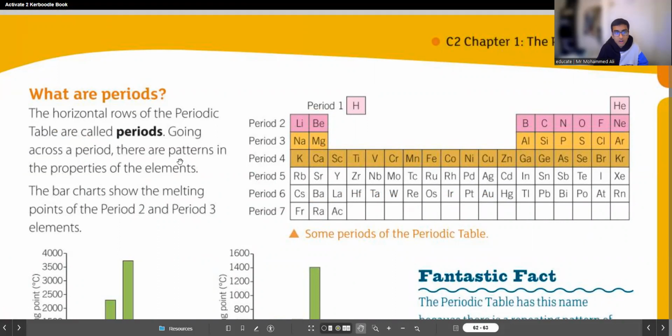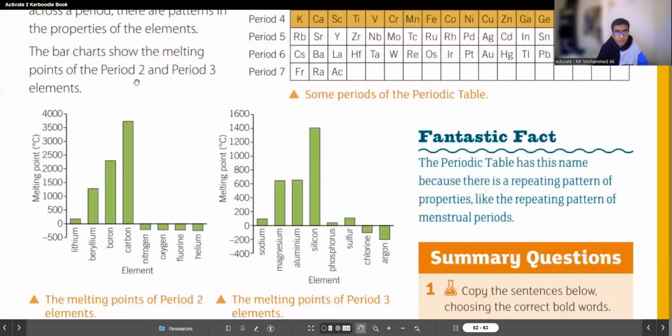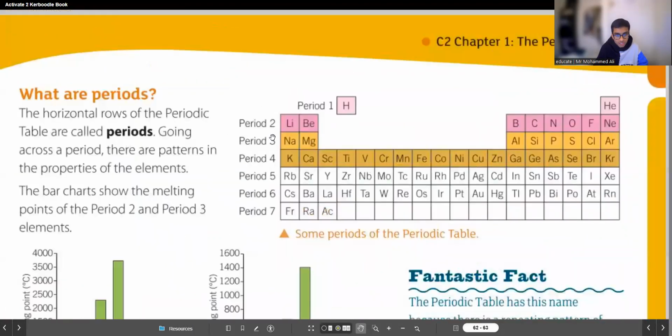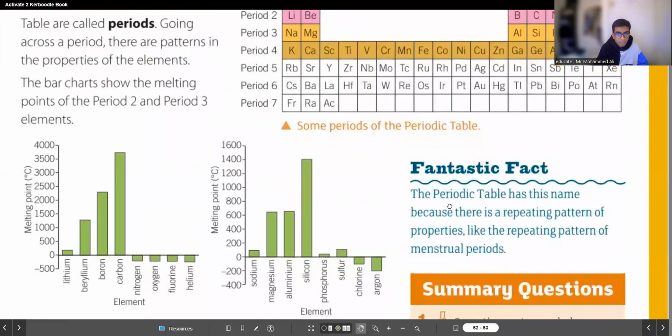Going across a period, there are patterns in the properties of the elements. The bar chart below shows the melting points of period 2 and period 3. Period 2 is over here: lithium, beryllium, boron, carbon, and then it goes to the right. Then you have period 3, which goes sodium, magnesium, aluminium, and then to the right. Then you have period 4, that's potassium, and it keeps going to the right.